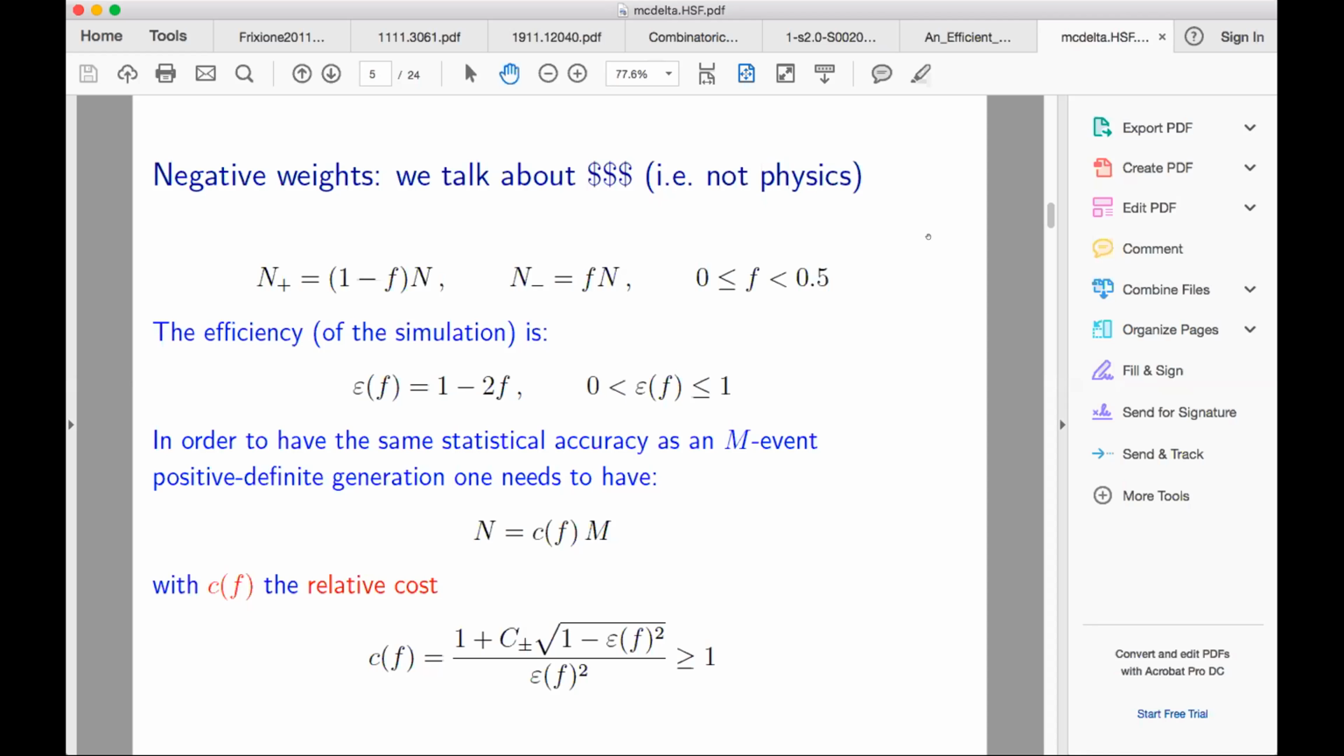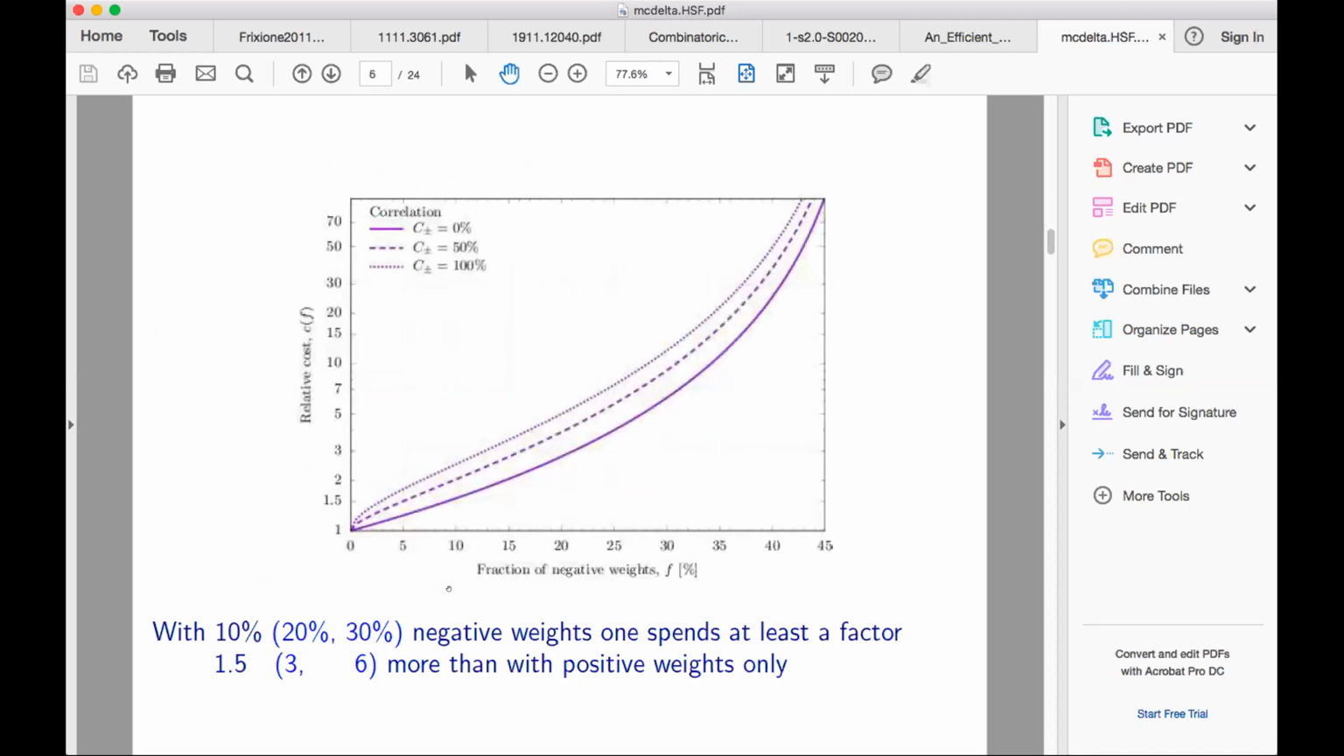The key thing is that in order to have the same statistical accuracy as for an M-event positive generation, one needs a number of events which is C_F times larger than M. And this C_F we call the relative cost. This is a factor which is not small. This is a plot for three versions of this relative cost, depending on the correlation you assume between negative and positive weights. Usually people neglect the correlation between these two things. So let's say that you take 0%, which is the most favorable situation. Still, this implies that if you have 10%, 20%, or 30% negative weights, you get a cost which is 1.5, 3, and 6 times larger than with only positive weights.